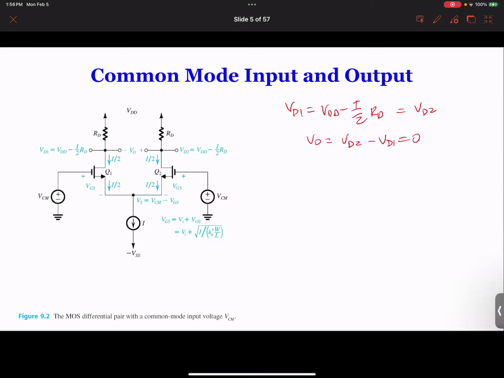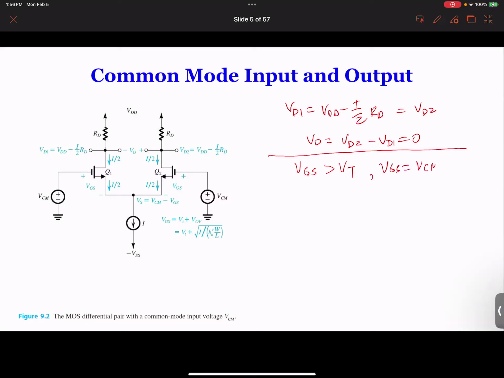Now, of course, one thing we have to be careful about is what is the range of VCM in this case, such that this thing is still in saturation, because that's what we want. If it's not in saturation, we'll not be able to use it as an amplifier. So we want to make sure it's in saturation. If this circuit is in saturation, we note a few things. The first thing is that VGS has to be larger than VT.